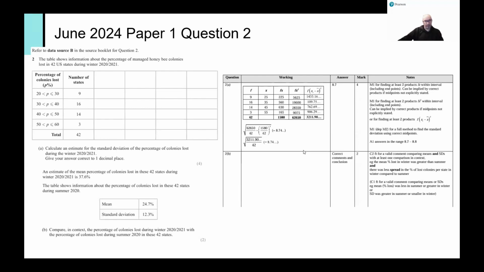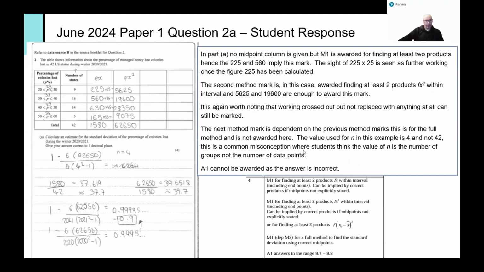You can see we've given them plenty of opportunity to use the table here. So I want to try and make sure that they are using all the space on the table provided to help answer those questions. So here's a response. They didn't give a midpoint column, but they did get M1 for finding at least 2 of the products. So the 225 and the 560 imply that mark.